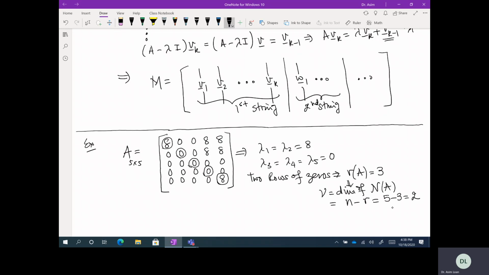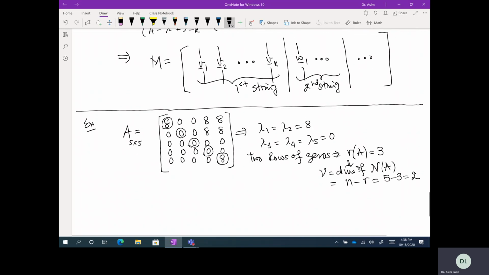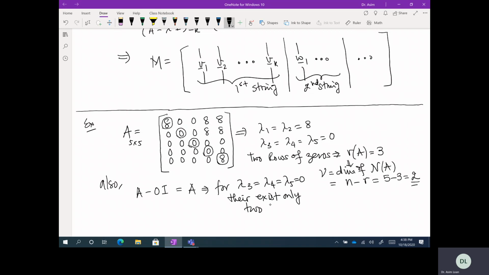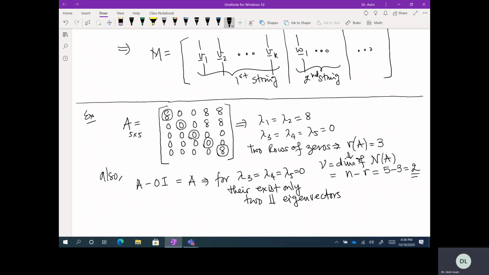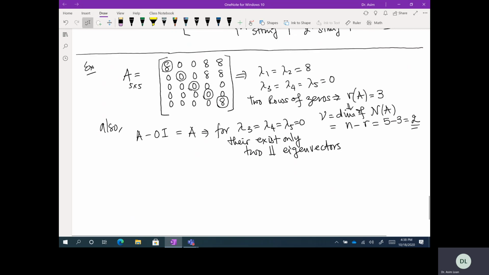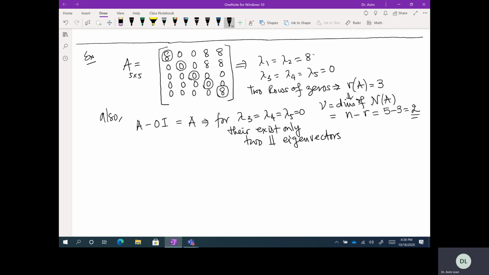Right? So there are two eigenvectors. Also we can note here that A minus 0i equals A. This implies for lambda 3, lambda 4, lambda 5 equal to 0, there exist only these two independent eigenvectors. So we have to find one more, right? Okay, good. So let's start with this one.